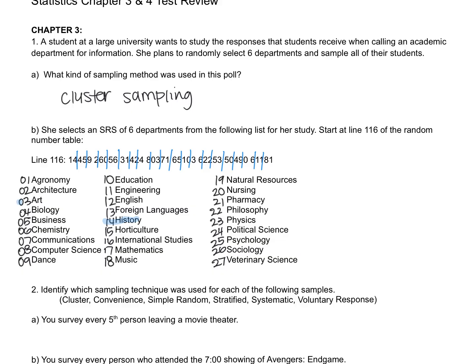My next one was 3, so the art department. Then 10, the education department. 22, the philosophy department. 6, the chemistry department, and then 11, the engineering department. Now, obviously, if the 6 departments hadn't been all in the first line, I would have needed to continue to the next line to make sure that I include 6.